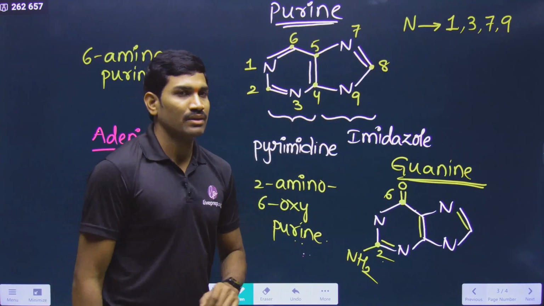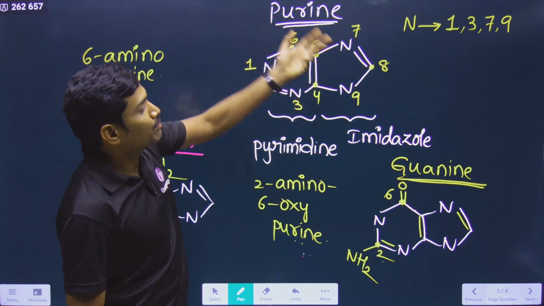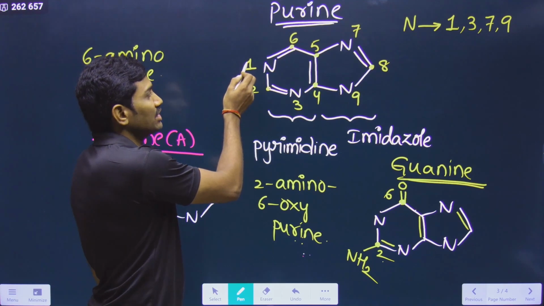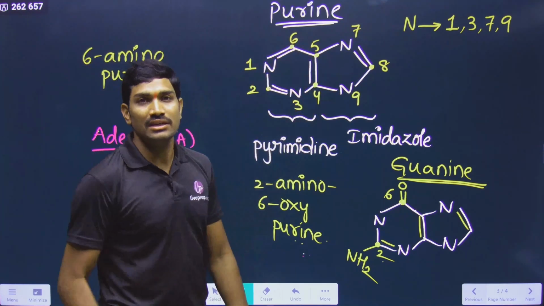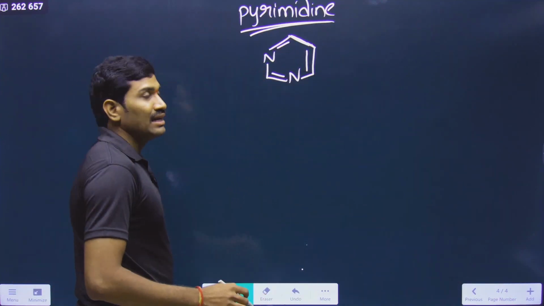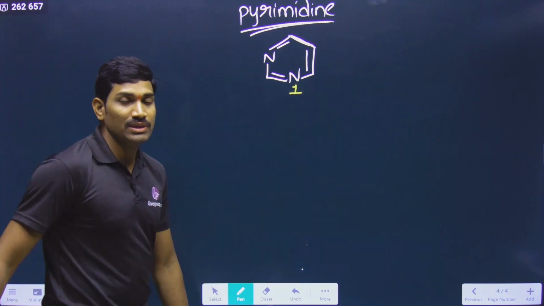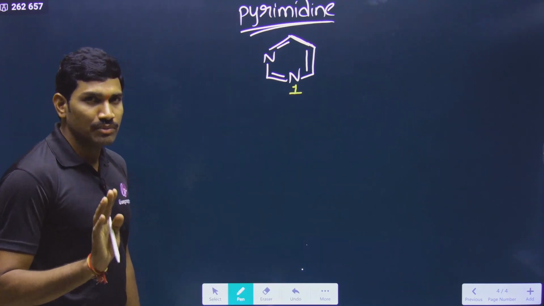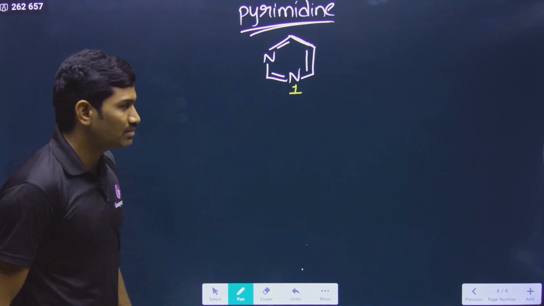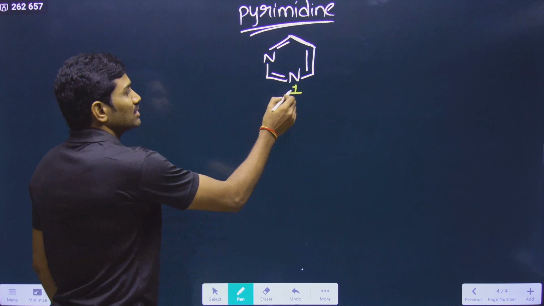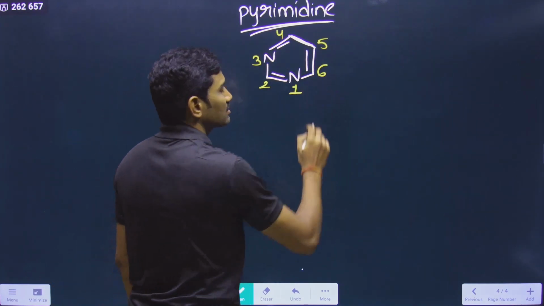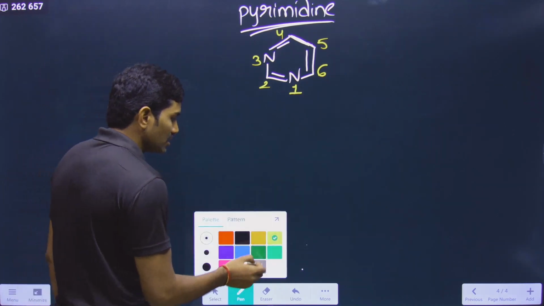But what is important here? Numbering is important. In the purine, you started number one with this nitrogen and went in an anti-clockwise direction. But in this case, it is not like this. Here number one will start with this nitrogen. Please remember these things. These numberings are a little bit important. Though numbering is not important in biology, definitely it is important in chemistry. Number one will come here, and this time you need to go clockwise. So this is number 2, number 3, number 4, number 5, number 6. Understood or not?